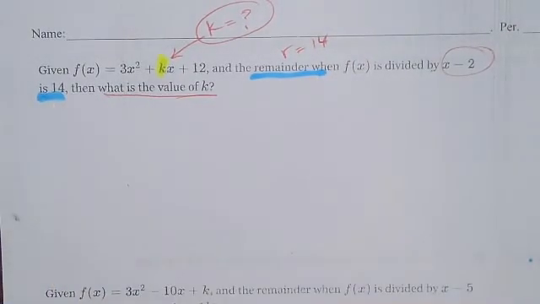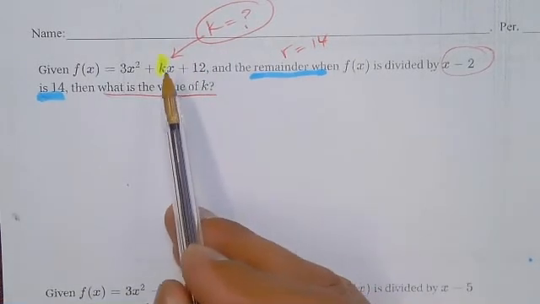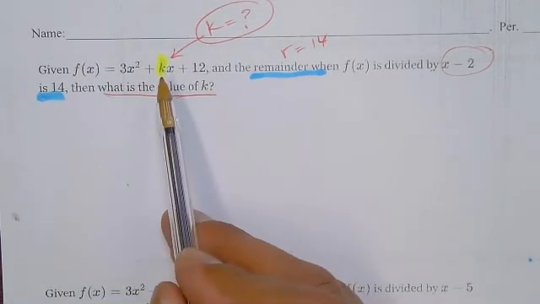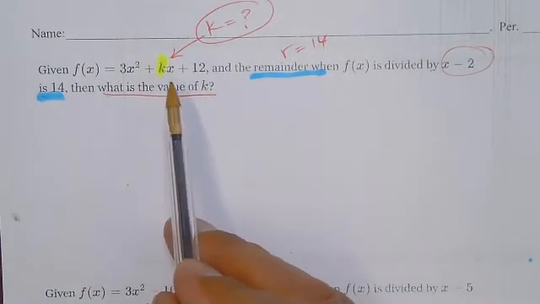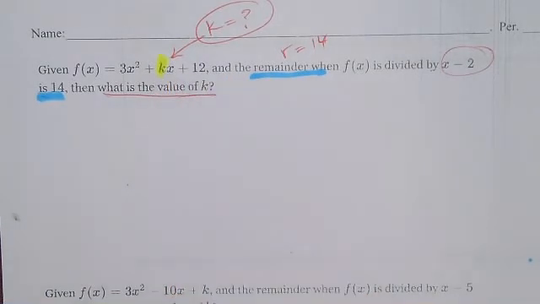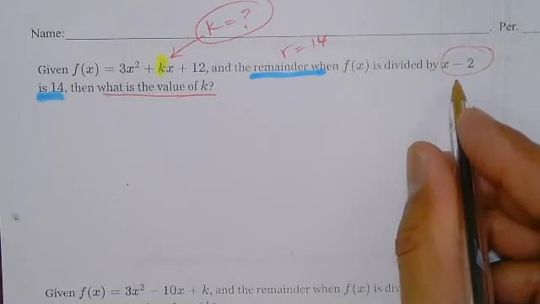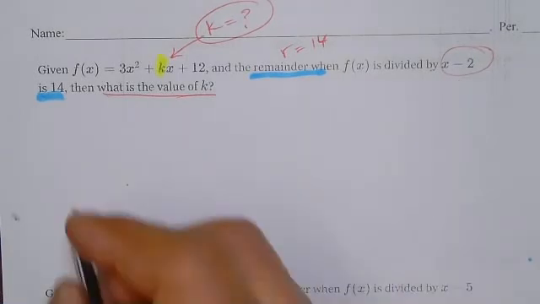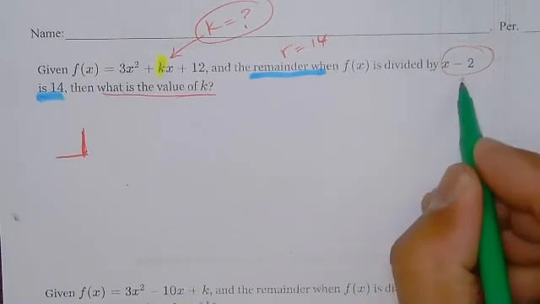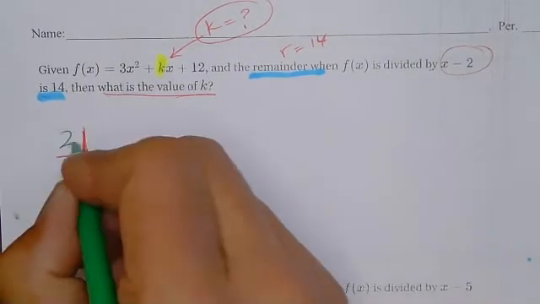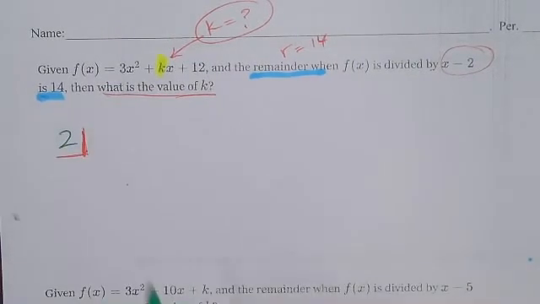So let's set this up. We're going to be able to solve this k, this number. We're going to be able to figure it out by using synthetic division, right? Synthetic division. So you're going to set this up. If this is x minus 2, we know that in the box, what goes in this box here? Not a negative 2, positive 2, right? We're going to use synthetic division.